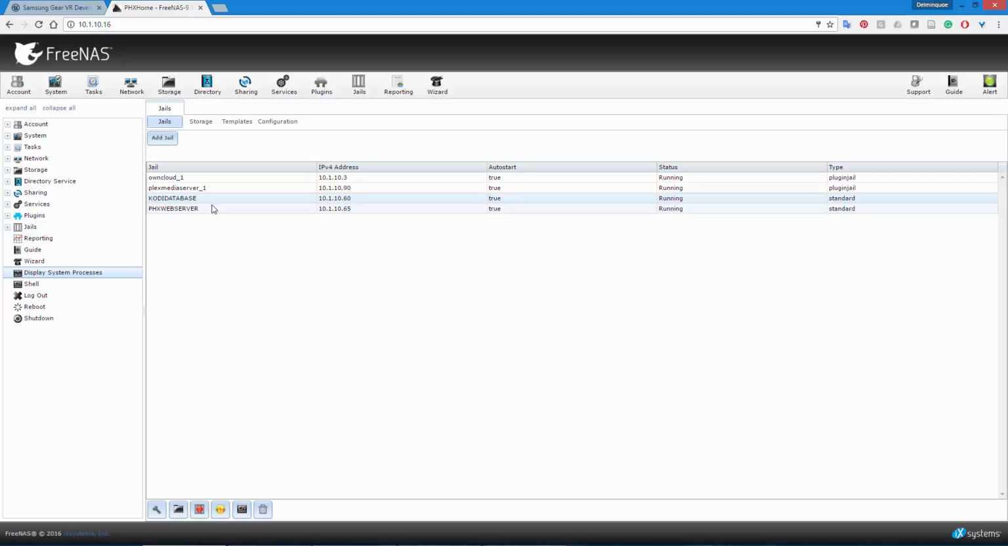So locally, it's a local media storage device. Separately, it's also a cloud-based media storage device because I've used the OwnCloud plugin. And then it also is my entertainment NAS device because I have Plex running on it. And then it's also my Kodi database.